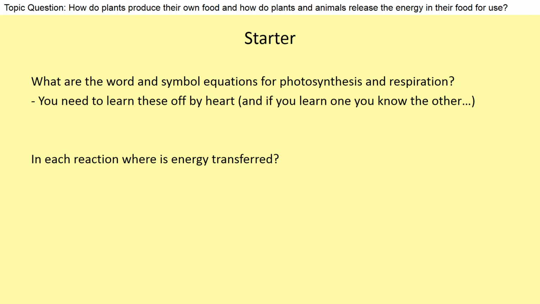So let's start off by seeing what we can remember about the word and symbol equations for photosynthesis and respiration. You do need to learn these off by heart, and the good thing about it is if you can learn one of them, you'll know the other one really well as well. In each reaction, what you need to think about as well is where the energy is being transferred. So I'll just give you a couple of minutes to jot those down.